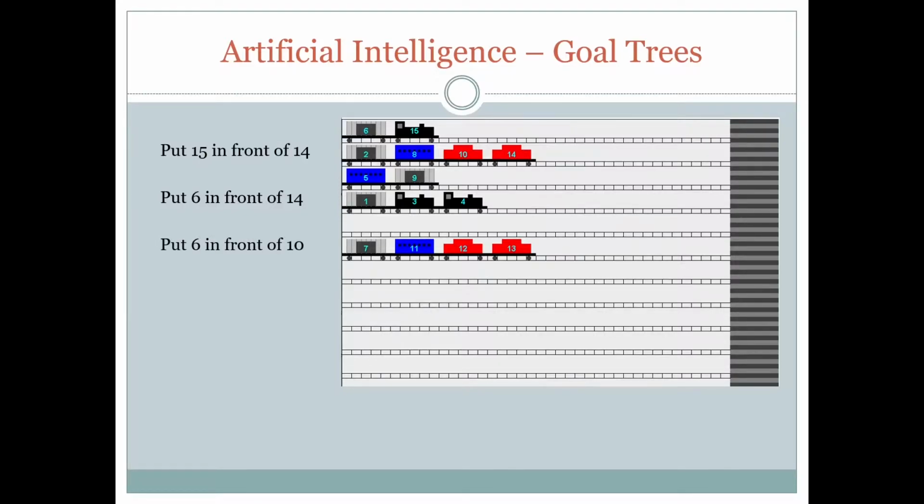Something that's a little more complicated, more involved, is what happens if we want to put car 6 in front of car 10. Now, not only do we have to get rid of car 15, which is in the way of 6, but we also have to get rid of car 14, which is in the way of 10. And this is the system that we're going to program and take a look at. So first of all, let's take a look at the demo.